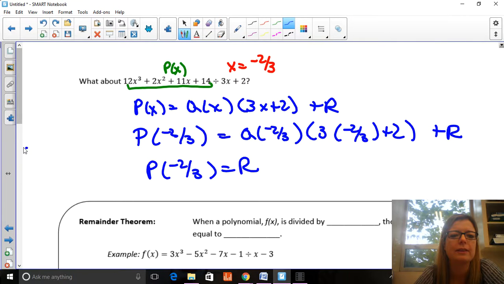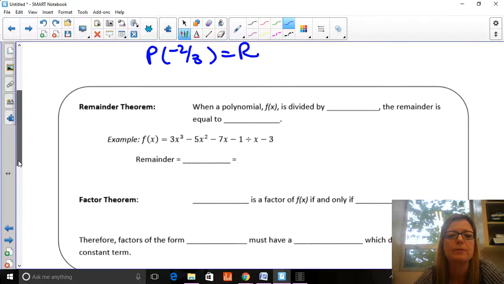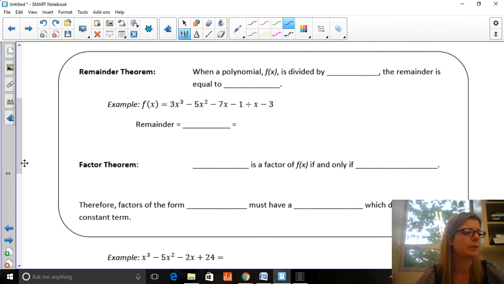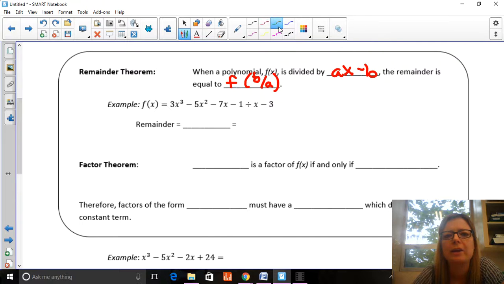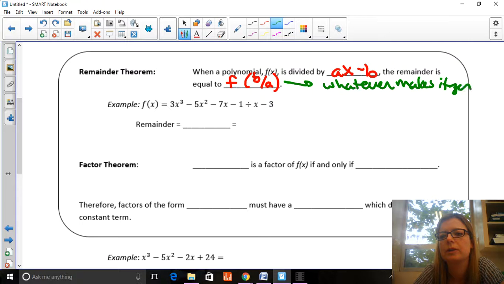So it turns out that that little result works no matter what. So that leads us to this actual theorem. A theorem is when something is always true. So when a polynomial is divided by ax minus b, the remainder is equal to f at b over a. Okay? When I say f at b over a, you can think about whatever makes it 0.